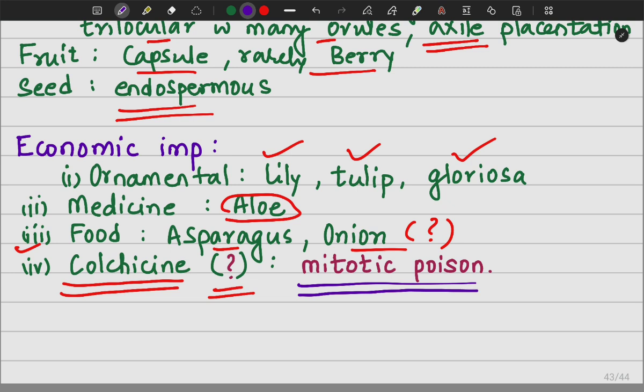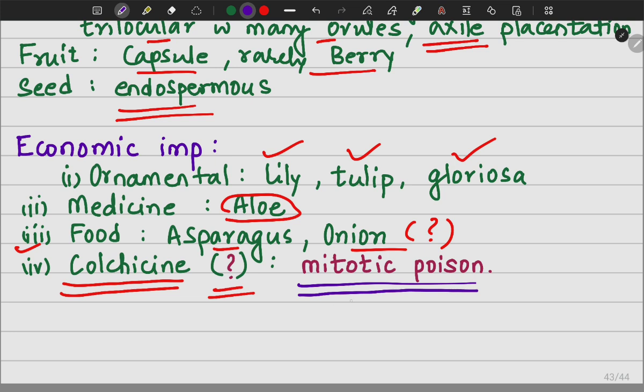In the cell division we study about mitosis and meiosis. So mitosis is a type of cell division. Now this colchicine stops the cell division, mitosis particularly, at one stage, and prevents the cell from dividing. That's why it is called mitotic poison or mitotic inhibitor.